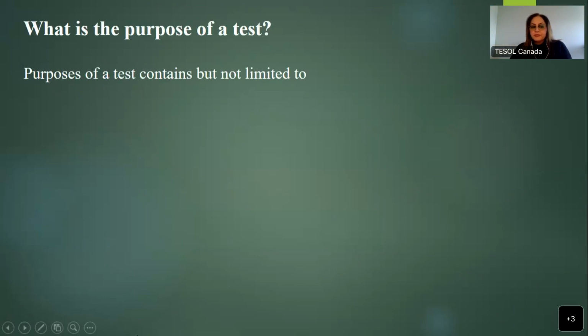Now, what is the purpose of different tests? Why do we have different kinds of tests like placement tests, diagnostic tests, proficiency tests? The purpose of the tests is different. Since we have a variety of tests, like proficiency tests, do you have any idea what it is measuring? Just to see the level that you are at.